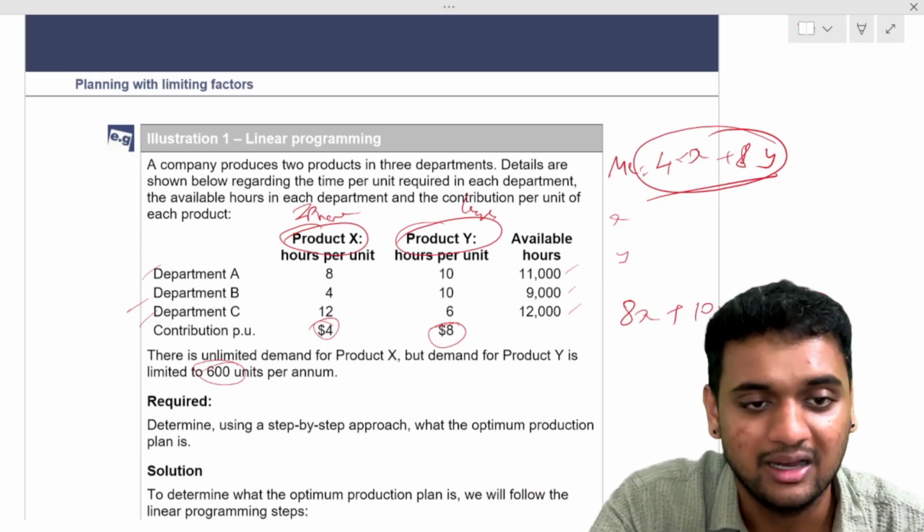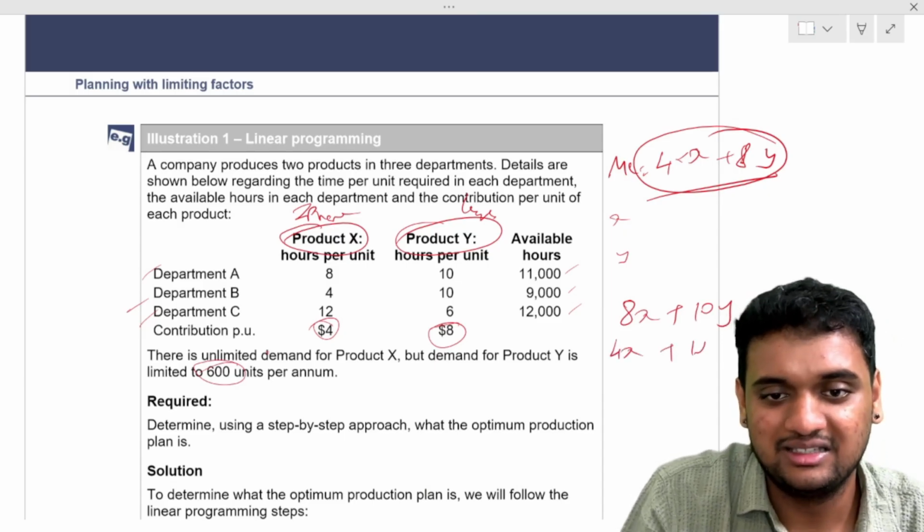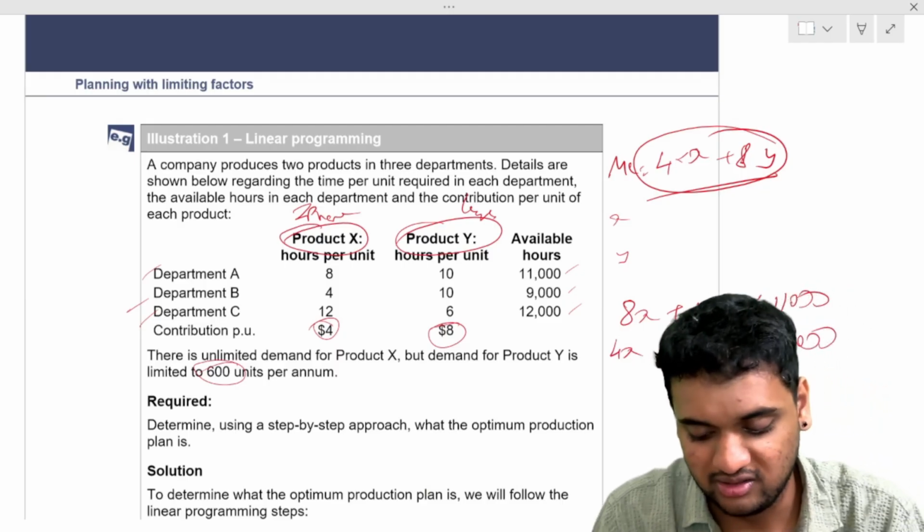Second, for department B, tell what is the equation? 4 into X plus 10 into Y should be less than or equal to? Okay, what does this require given to us?